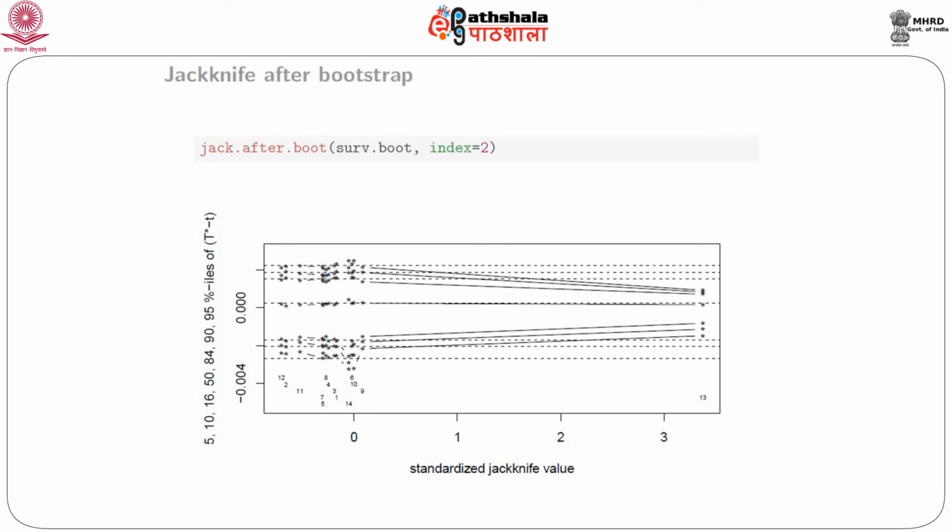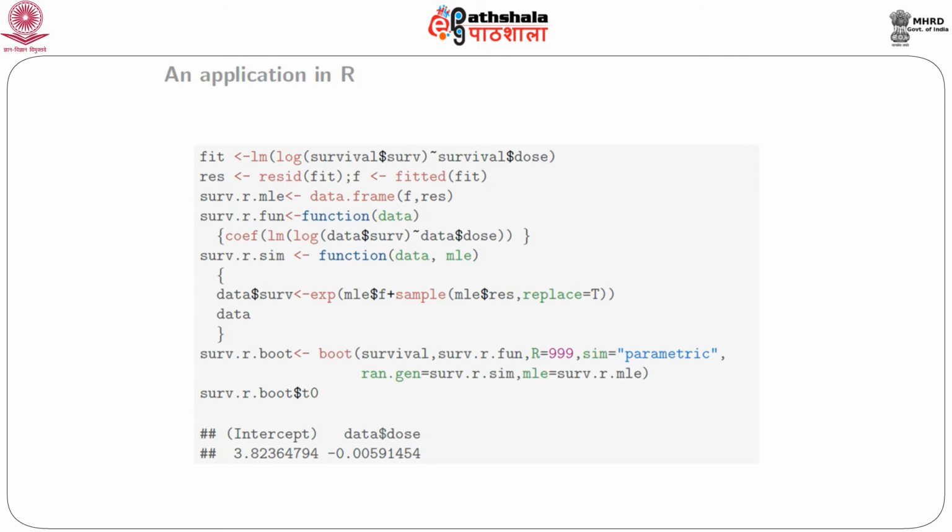So, the vertical axis shows quantiles of t star minus t for the full sample, and they are plotted as horizontal dotted lines, and the result without each observation in turn is plotted against the influence value for that observation. And if you see, the influence value 13 is pretty far off from the other influence values. That means deletion of case 13 has a very strong effect.